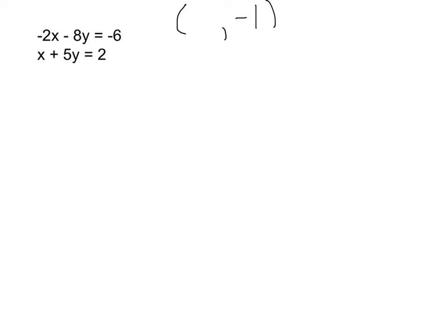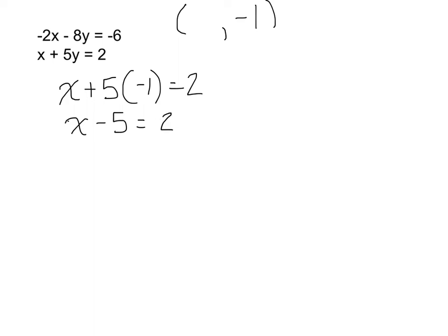I'm going to again use the second equation. x plus 5 times negative 1 has to equal 2. 5 times negative 1 gives me a negative 5. Oh, that's positive. In order to get x by itself, I want to add 5 to both sides. And I know that my x term is a positive 7. So the solution to this system of equations should be positive 7, negative 1, that ordered pair.